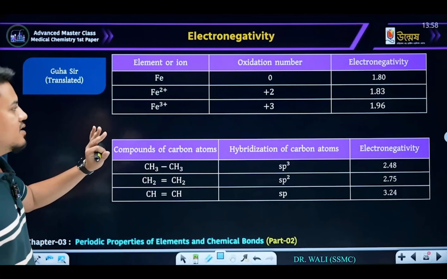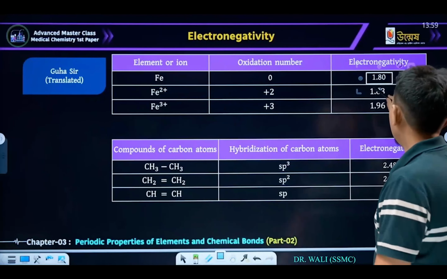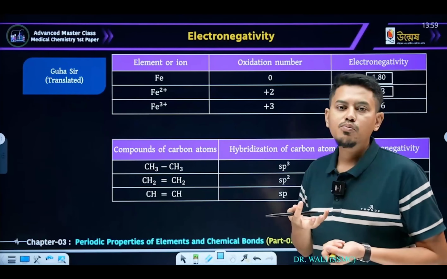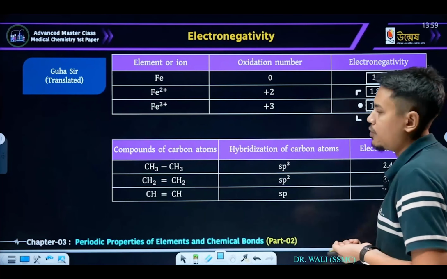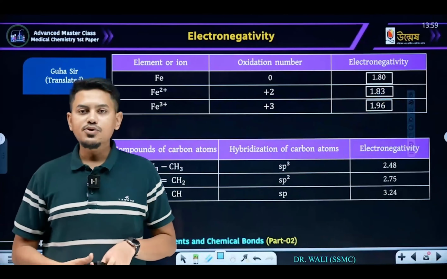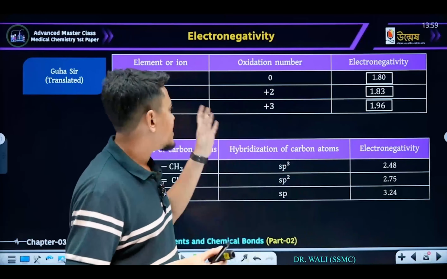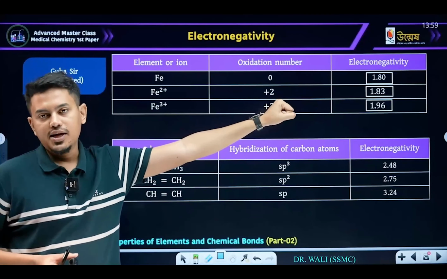Regarding electronegativity, you should learn that iron shows 1.8. When the charge gets increased, so electrons are removed, it would certainly compel more attraction. It will certainly increase the pulling of electrons because of its high charge. So it should be 1.83 for ferrous, and for ferric it should be 1.96. As we all know, what is electronegativity? Electronegativity is the tendency to pull the shared pair of electrons in a covalent bond. So once the charge gets increased, it would certainly cause more increase in electronegativity.